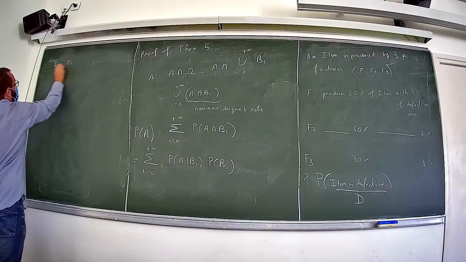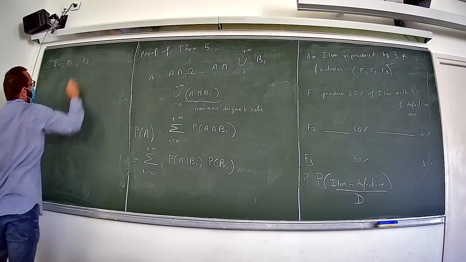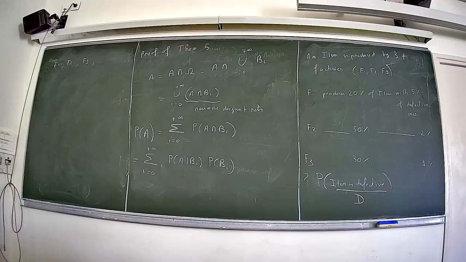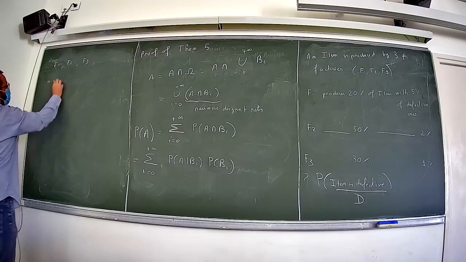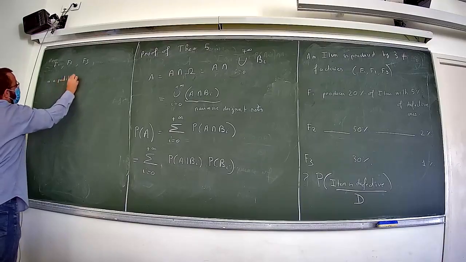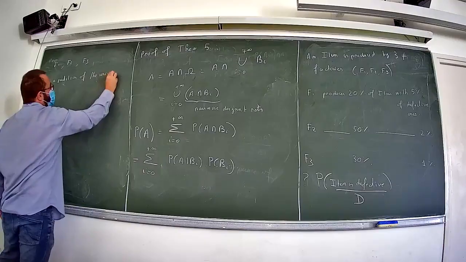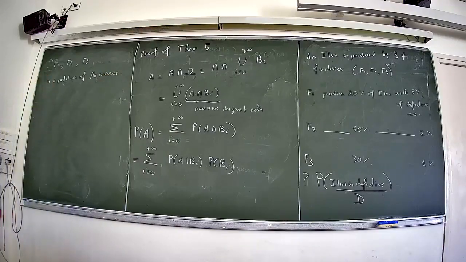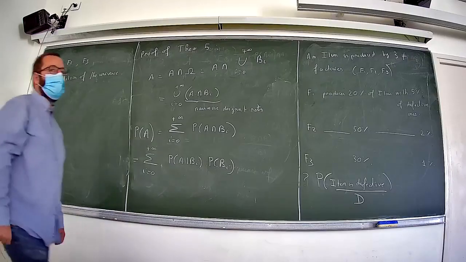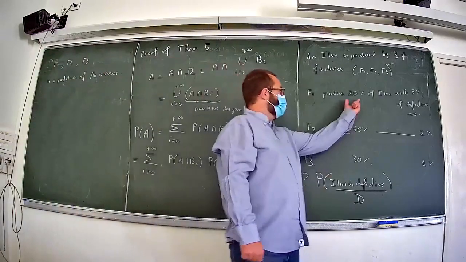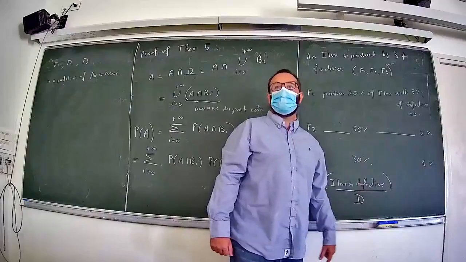F1, F2, F3: if I consider these 3 events as to be built by F1, to be built by F2, to be produced by F3, then F1, F2, F3 is a partition of the universe. Okay, the intersection is empty because it's not possible to be produced by 2 at the same time. And the union is everybody because 20 plus 50 plus 30 is equal to 100. Okay?